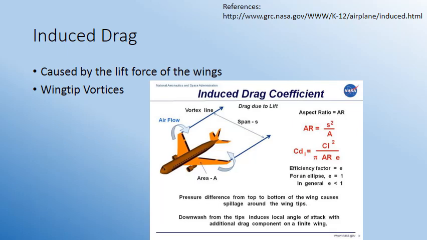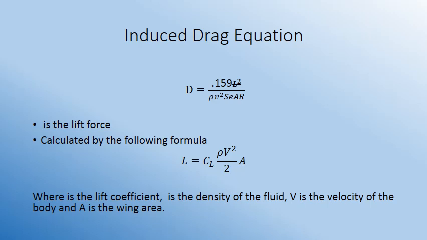The second main type of drag is induced drag, also called drag due to lift. It is produced by a difference between the pressure on the top and bottom surfaces of the wing. This pressure difference is greater at the wingtips, where a swirling flow, responsible for the drag force, is created. Induced drag depends on many variables, but it is mainly affected by the amount of lift that is being produced. Induced drag can be calculated by using the following equation. D equals 0.159 L squared over rho mu squared S E A R.